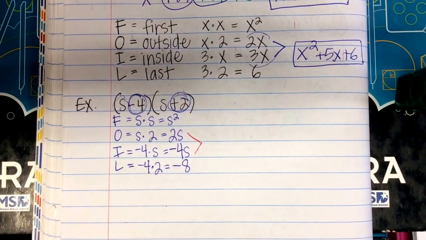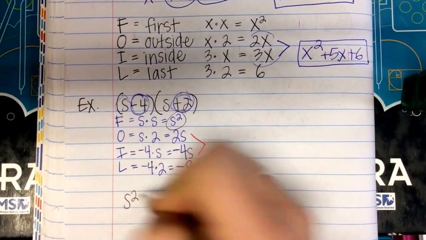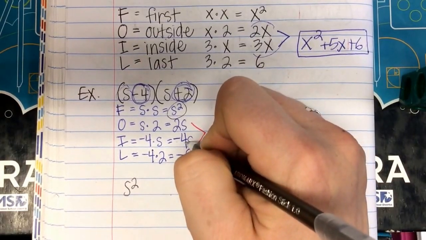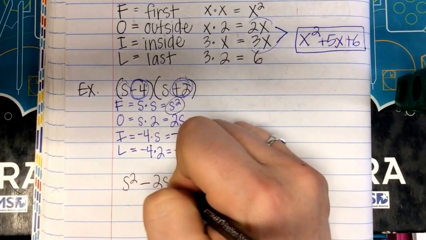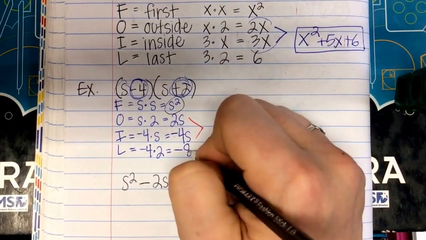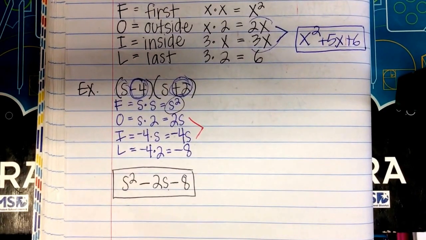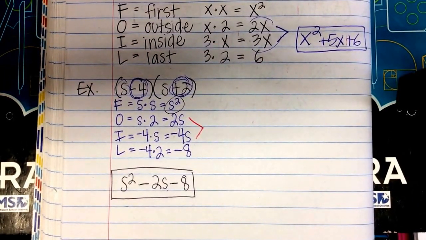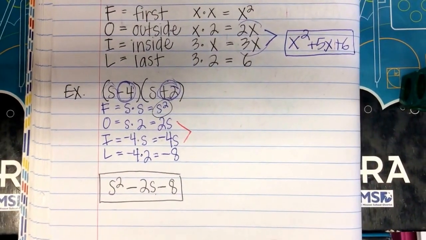What gets combined? 2s and negative 4s. Making my answer s squared, 2 minus 4 is negative 2s minus 8. Let's try one more.